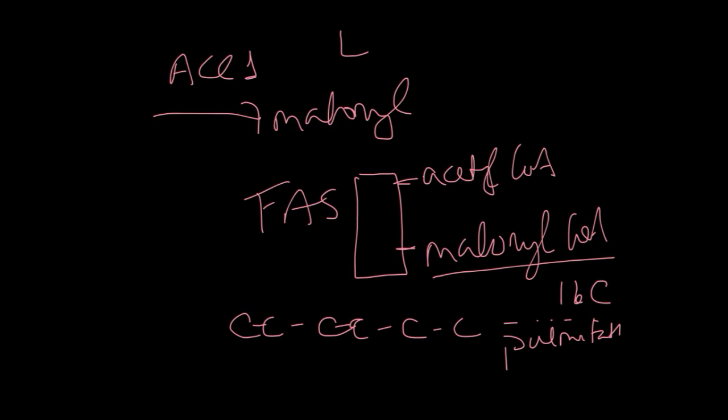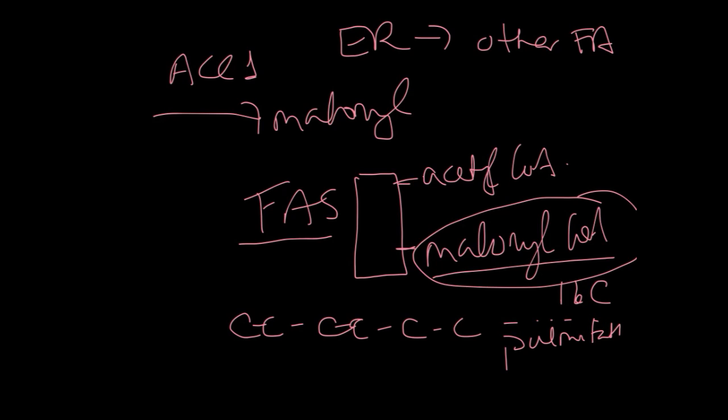After palmitate, it needs to go to the ER. I'll draw it up here. It needs to go to the ER for modifications of palmitate to make other fatty acids. So it's a different compartment. This process, fatty acid synthase, is regulated at the transcriptional level by insulin and glucagon, and that really regulates the activity of the enzyme. But it's just a simple adding of 2 carbons at a time using malonyl-CoA.